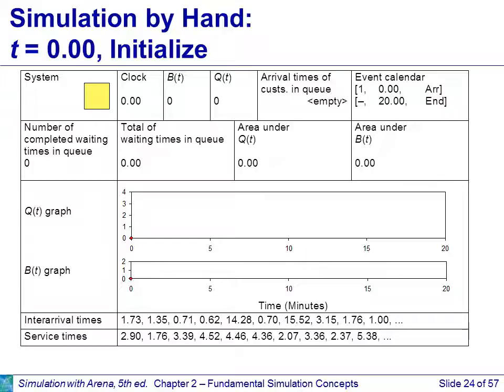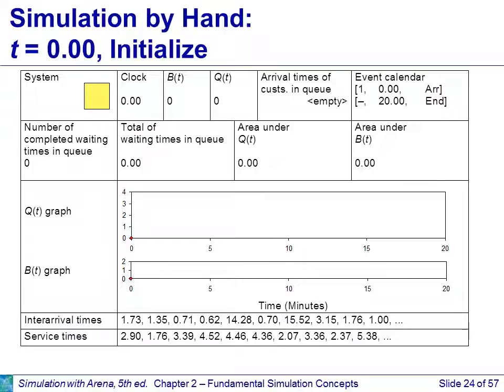And it also has another event which tells us when the simulation ends, and it ends at 20 minutes. We have number of completed waiting times in the queue, which is still 0. Total of waiting times in the queue is 0. And of course the rest, such as area under QT and BT, are also zeros.